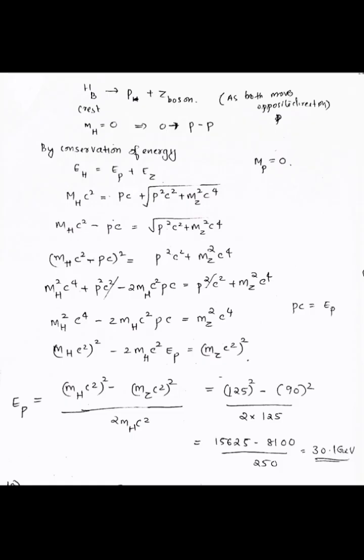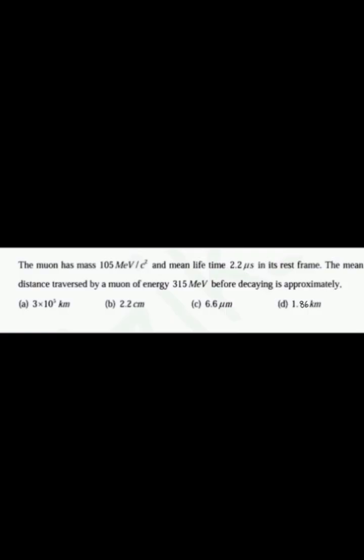Here pc is equal to E P. So we can rewrite it as E P is equal to (m H c square) the whole square minus (m Z c square) the whole square divided by 2 m H c square. So this is equal to 125 the whole square minus 90 the whole square divided by 2 into 125. This is equal to 15625 minus 8100 divided by 250. This is equal to 30.1 giga electron volt. So 30 giga electron volt is the answer.